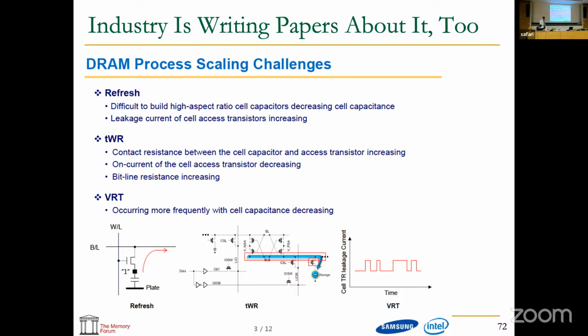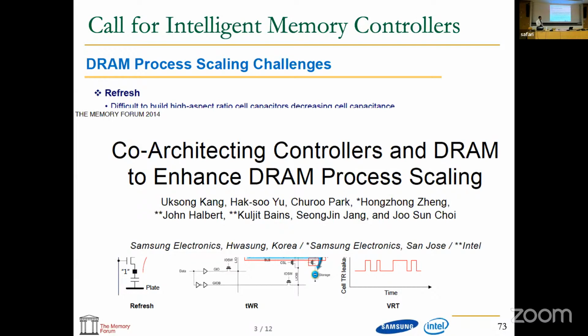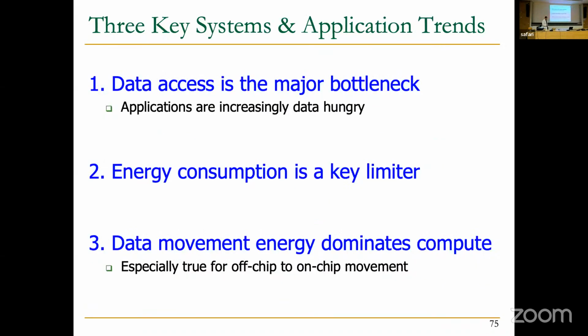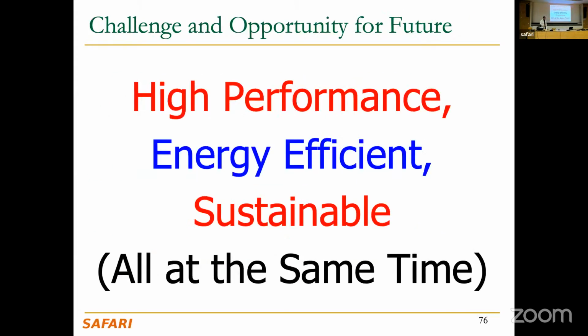This is a paper that Samsung and Intel wrote together about these problems of scalability of DRAM. And again, another work from Samsung. The overall takeaway here is that by designing intelligent memory controllers, you can avoid or mitigate some of those issues and enable better scaling of the memory device. But this is just a remedy. This does not necessarily fundamentally solve the memory bottleneck that you still have in the system, because even though you can create some way of intelligently dealing with your memory device and its limitations, fundamentally, you are still bottlenecked by the data access in terms of both energy and performance.